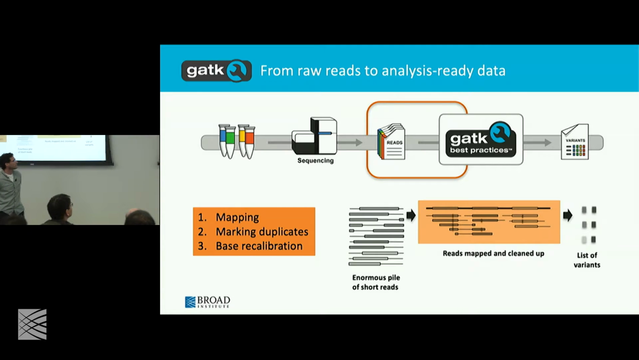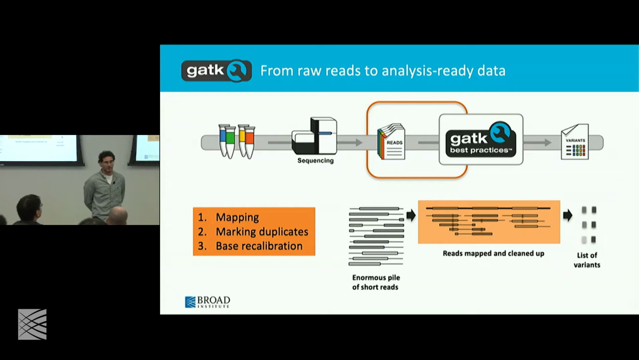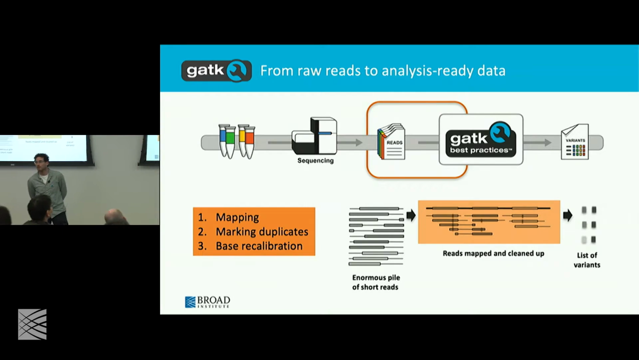So basically, we're going to be doing three things. We're going to map them or align them to a reference. We are going to mark duplicates, which connects to the question that was just asked. So how do we know whether we are sequencing the same molecule over and over again, or if we're getting new molecules? And we're going to do base recalibration, which enables us to get a better estimate on the quality scores of each of the bases. Feel free to stop me if you have any questions.